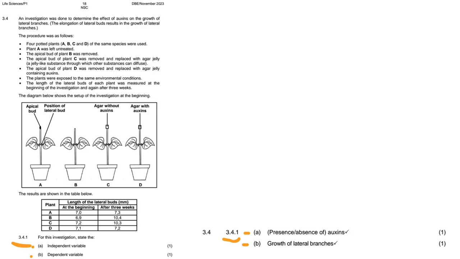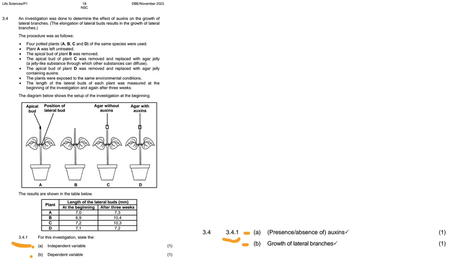The apical bud of plant C was removed and replaced with agar jelly, which is a jelly-like substance through which other substances can diffuse. The apical bud of plant D was removed and replaced with agar jelly containing auxins. The plants were exposed to the same environmental conditions. The length of the lateral buds of each plant was measured at the beginning of the investigation and again after 3 weeks. The diagram below shows the setup of the investigation at the beginning.